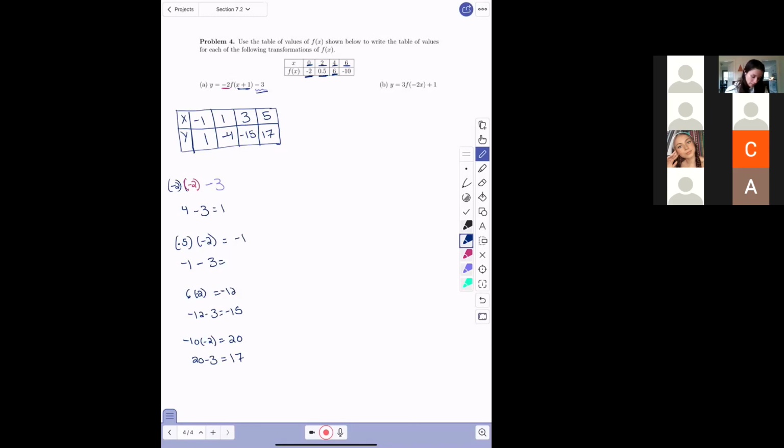Okay, moving on to B then. We have X and Y. Here our input is being compressed by -2. Since we're compressing by -2, our input we're going to divide by -2. So 0 divided by -2 is 0. 2 divided by -2 is -1. 4 divided by -2 is -2. And 6 divided by -2 is -3. Any questions there?